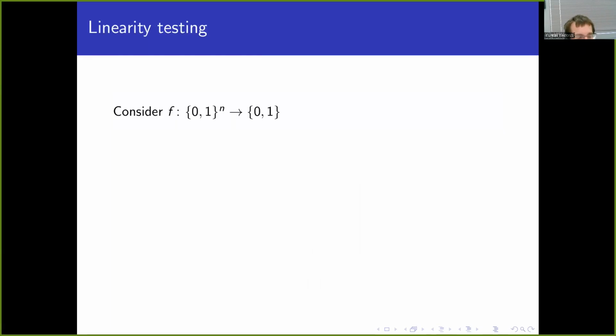So let me start with something you might already be familiar with. This is linearity testing. We are given a Boolean function f. It accepts n bits as input, and it outputs a single bit. Now, suppose first that for every two inputs x and y, if we compute f of x XOR y, then we always get f of x XOR f of y. So if this happens, then we know that f is an XOR of a subset of the coordinates.